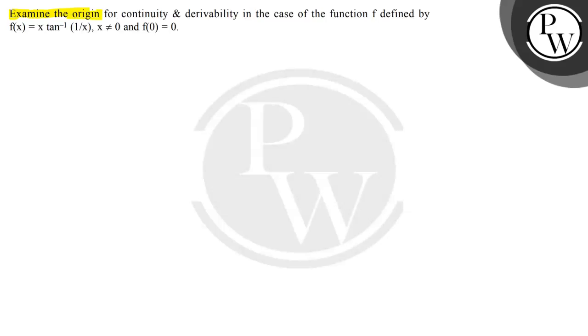Examine the origin for continuity and differentiability in the case of the function f defined by f(x) is equal to x times tan inverse of 1 by x when x is non-zero, and when x is 0 the function's value is f(0) equals 0.